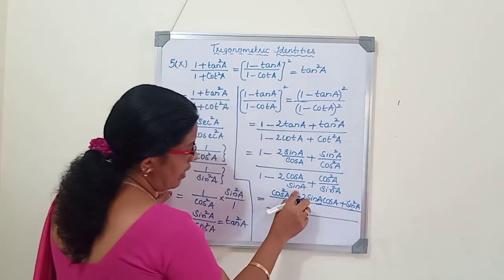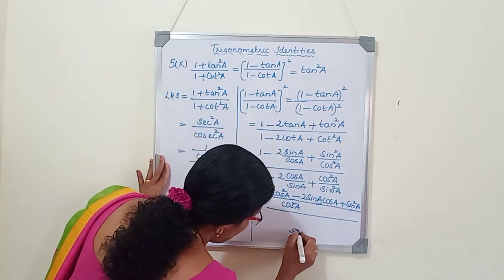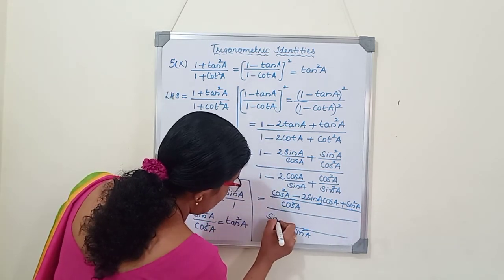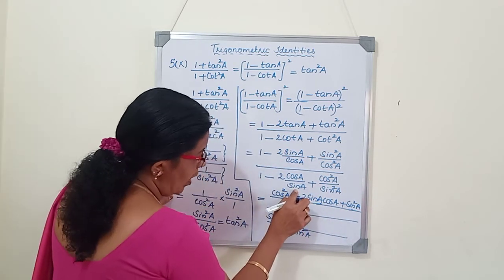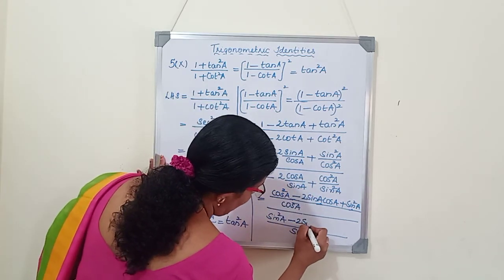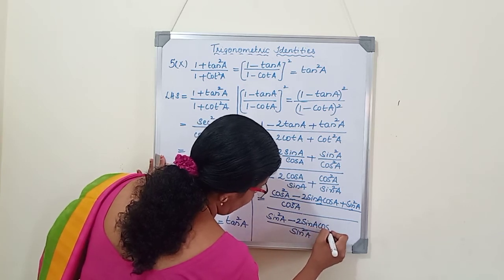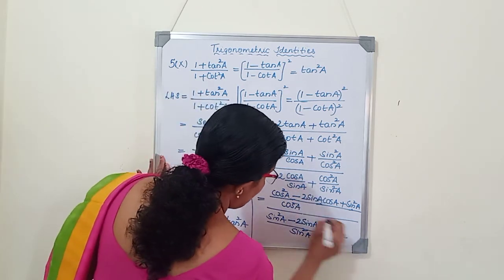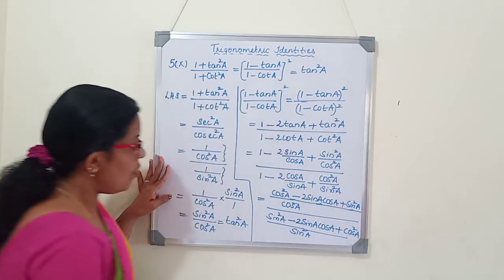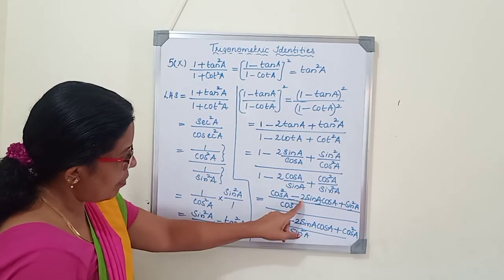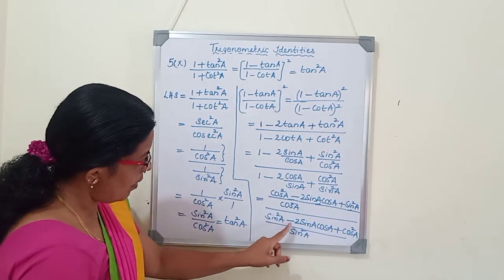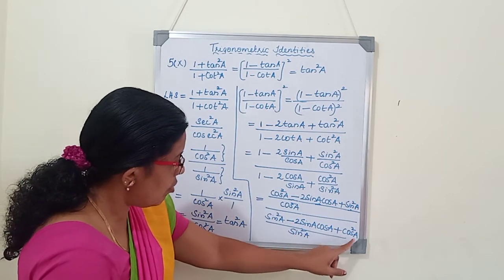Divided by, in the same way we take the LCM in the denominator. Sin square A is the LCM. Sin square A into 1 is sin square A. As 1 sin A is there, we will multiply 1 sin A with 2 cos A. So 2 cos A sin A, I'll write it as 2 sin A cos A. And the last term is cos square A. So in the numerator we got (cos square A minus 2 sin A cos A plus sin square A) by cos square A. In the denominator we got (sin square A minus 2 sin A cos A plus cos square A) by sin square A.